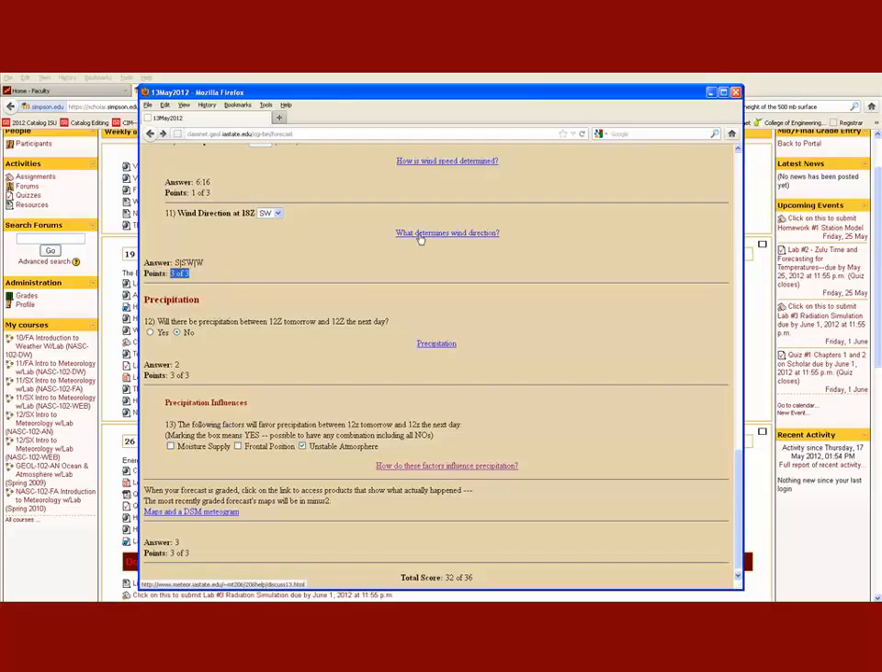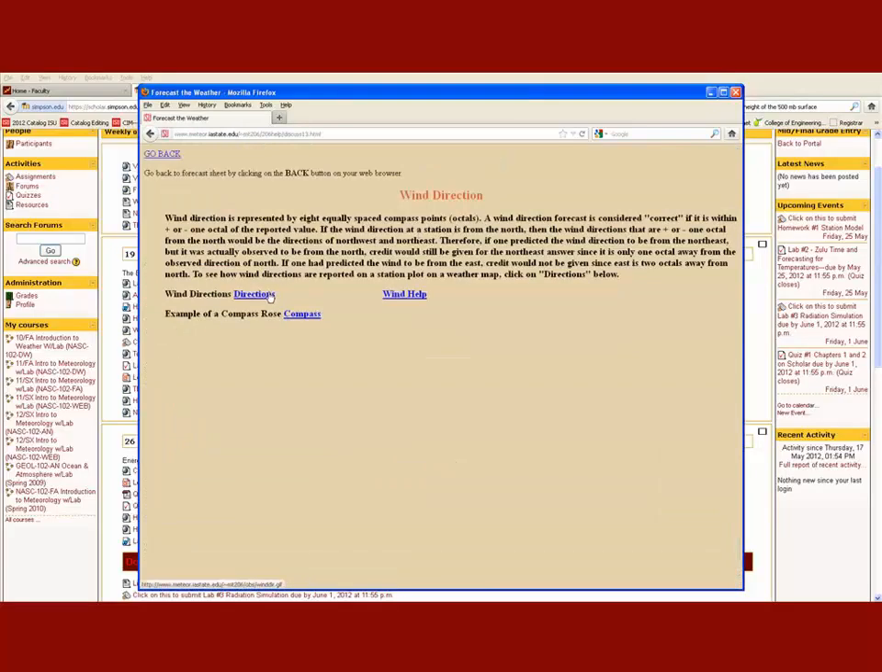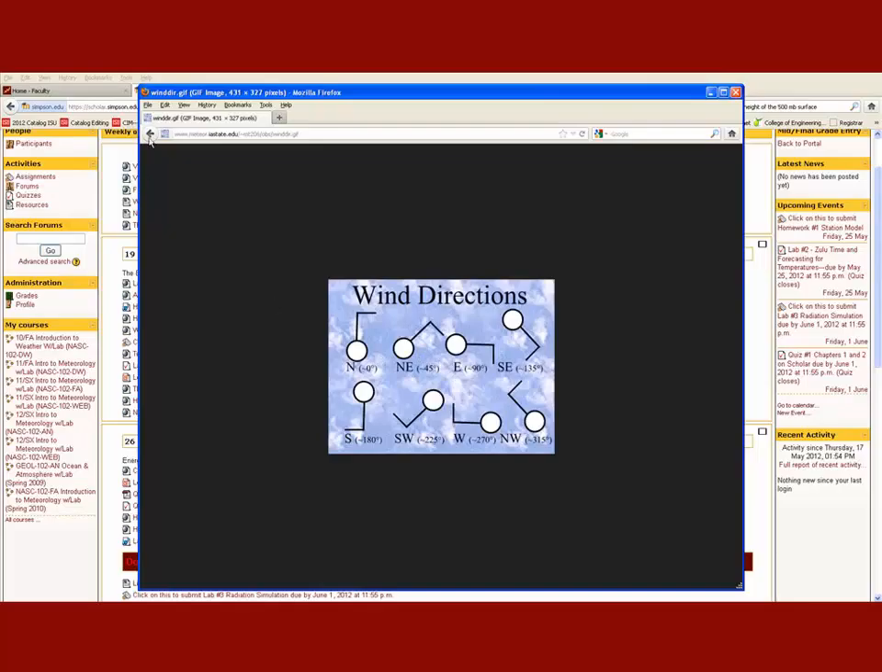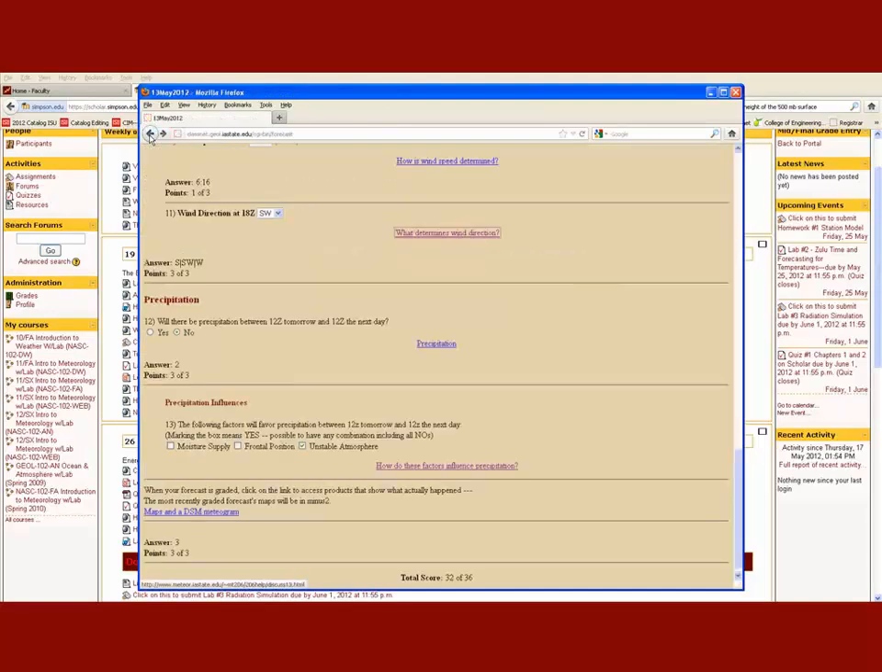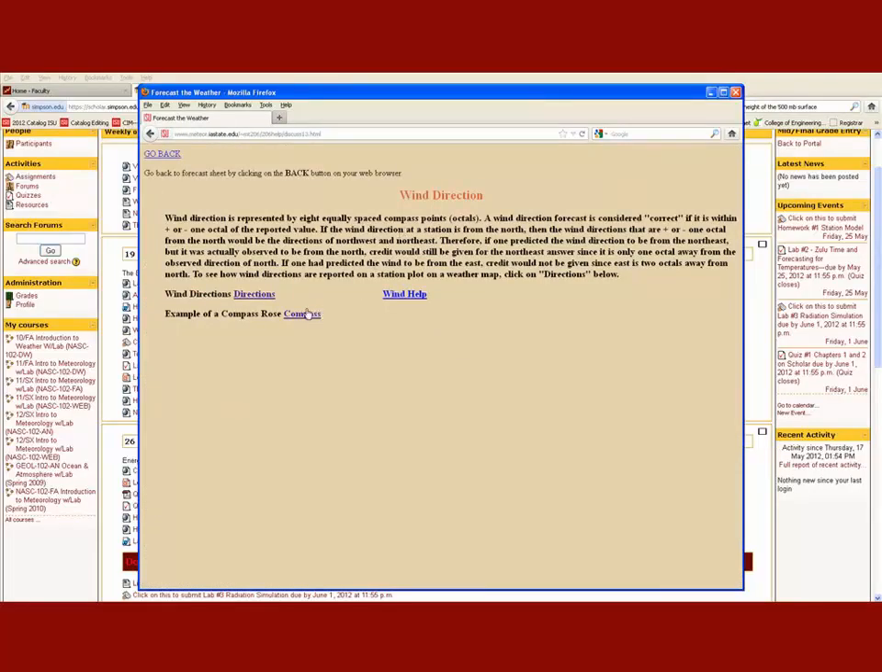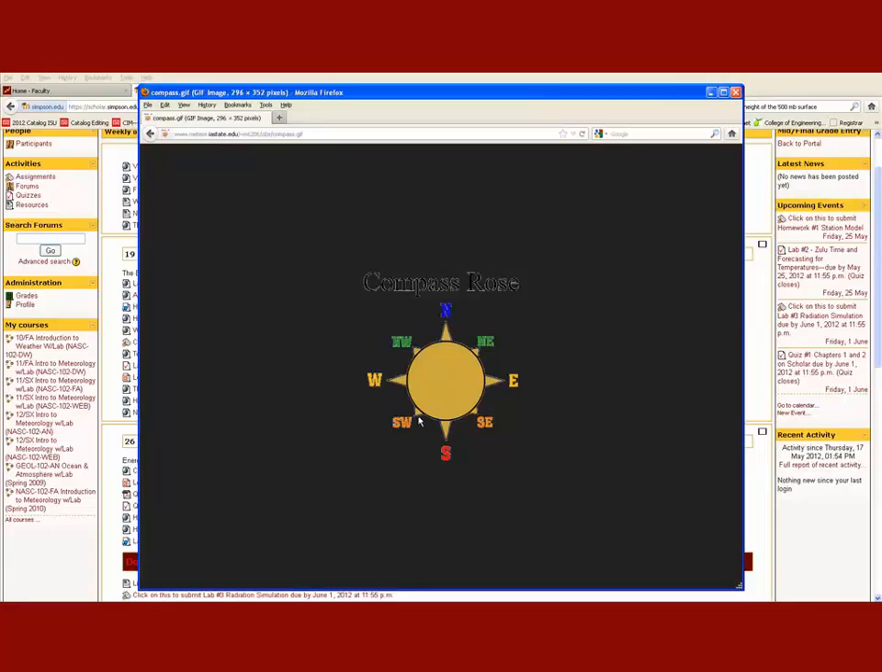Now let's take a look at this, what determines wind direction. Here are the different wind directions. And I want to show you this compass rose. So notice the actual answer was southwest, but the program said west or south would be correct as well. I'll go back here just to show you again. So the actual wind was southwest. South or west would have been marked as correct too. And if I go back to that compass rose, actual wind was southwest, south or west.